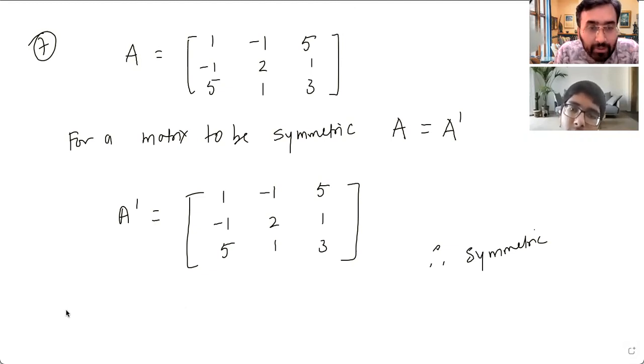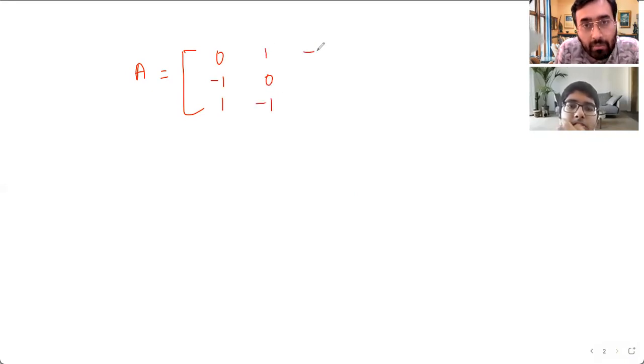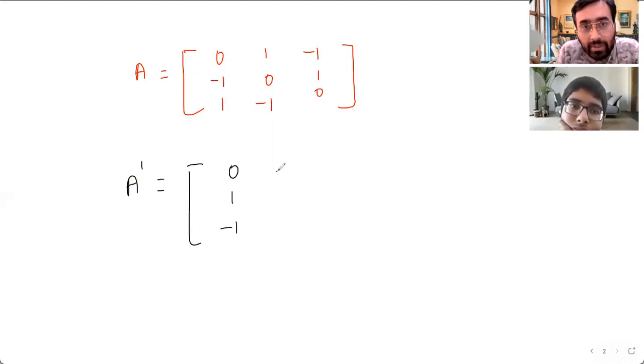Now, the second one, show that it is skew symmetric. Matrix A is given as 0, -1, 1, 1, 0, -1, -1, 1, 0. We have to show it's skew symmetric. See what happens in skew symmetric. Find the A dash. That will be 0, 1, -1, -1, 0, 1, 1, -1, 0.